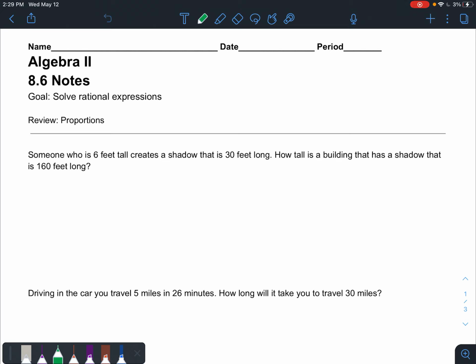Today we are going to solve rational expressions, starting with a review of proportions. For the first example, someone who is 6 feet tall creates a shadow that is 30 feet long. How tall is a building that has a shadow that is 160 feet long? Go ahead and draw a picture for this problem.